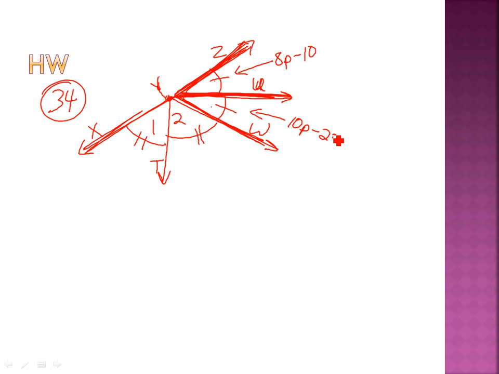Now, if they tell us this whole angle in her next statement, then we could say this plus this equals the whole thing, and we could set up that equation. If they don't, then we're just going to set this equal to this and solve that equation. What do they tell us next? Find the measure of angle ZYU. So they didn't tell us the whole angle, did they? So what equation am I gonna set up? 8p minus 10 equals 10p minus 20.